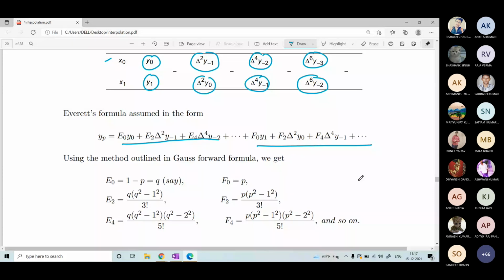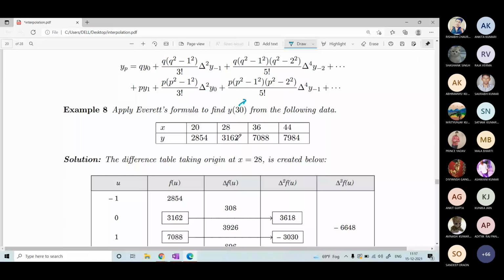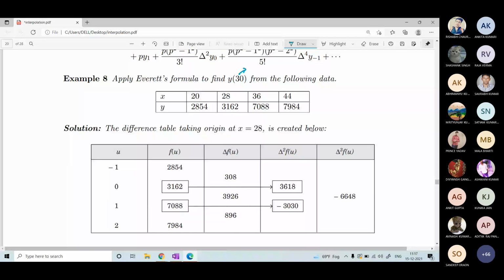So for example, in this particular problem, if you want to find out the output value at x equals 30, then this is the central value, 28 is the central value. So basically this is y0 and this is y1. So even order forward differences in these two rows will be considered in the formula. So this particular element, and the next two elements in the next row, are taken in Everett's formula.